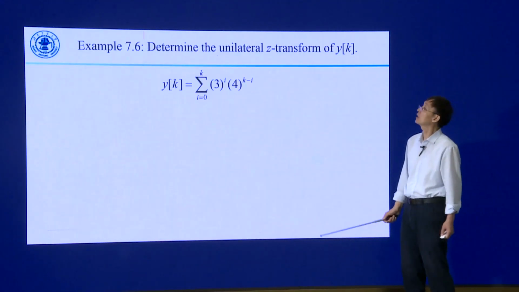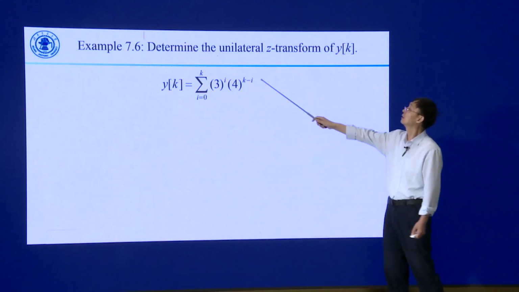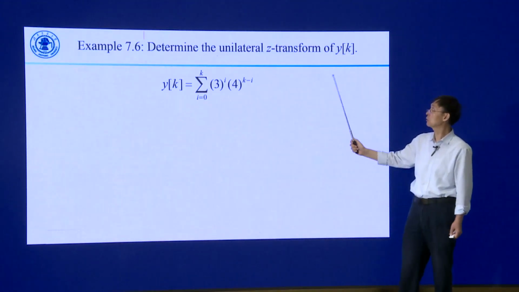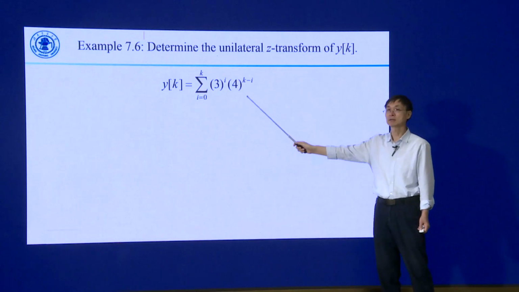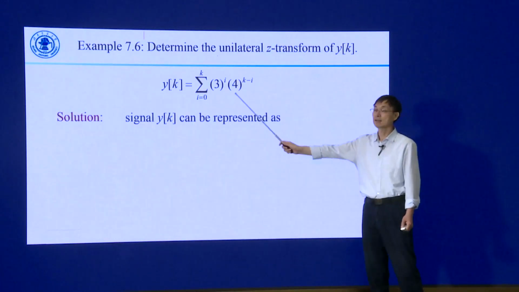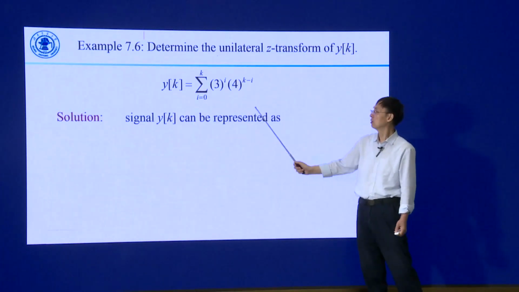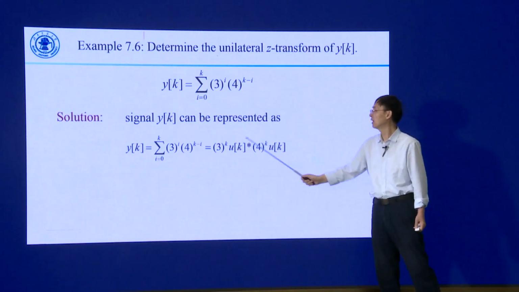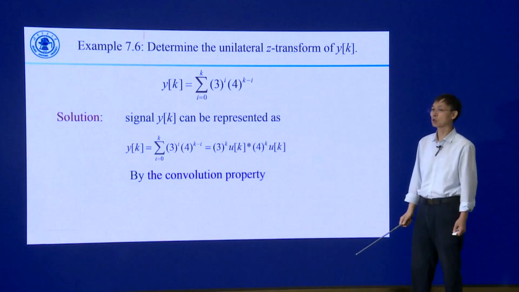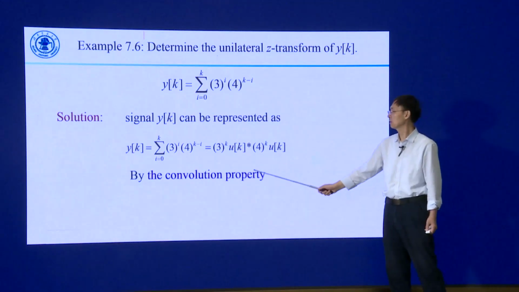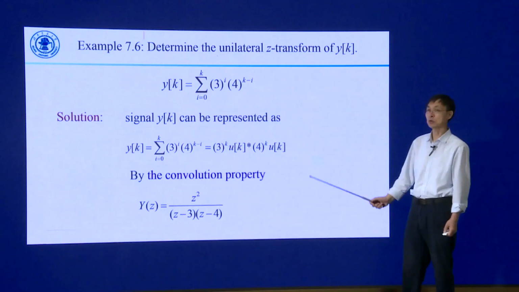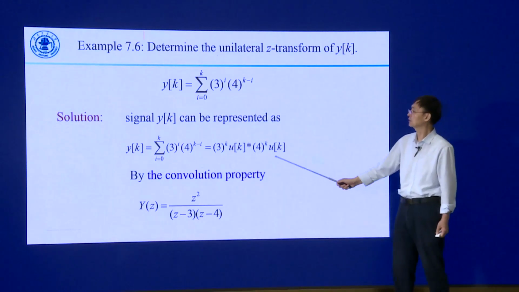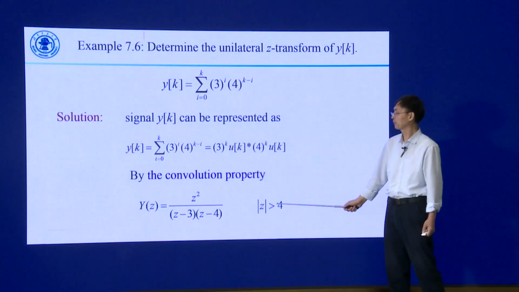Here is another example. Determine the unilateral Z-transform for this signal. We find this signal can be represented as the convolution of this signal and this signal. So, by the convolution property, we can get the unilateral Z-transform for this signal y of k.